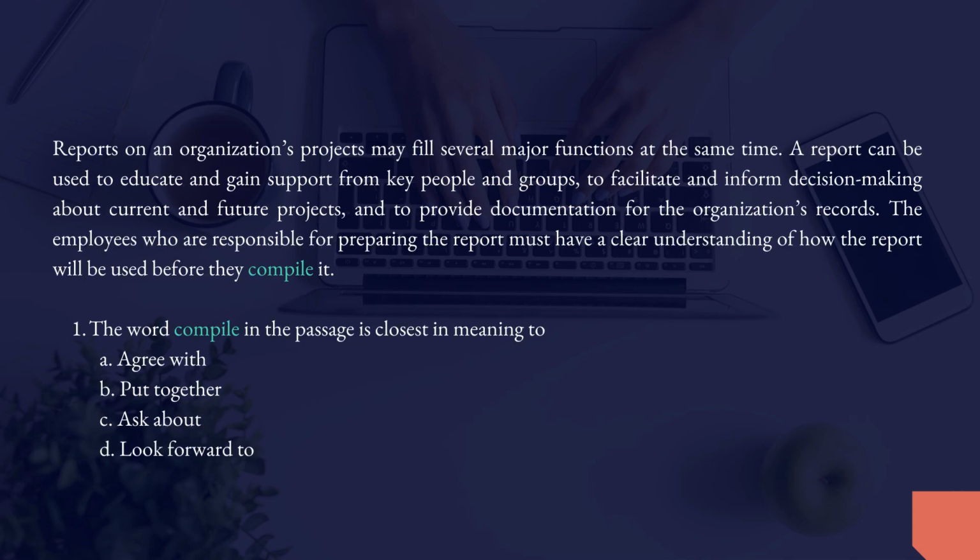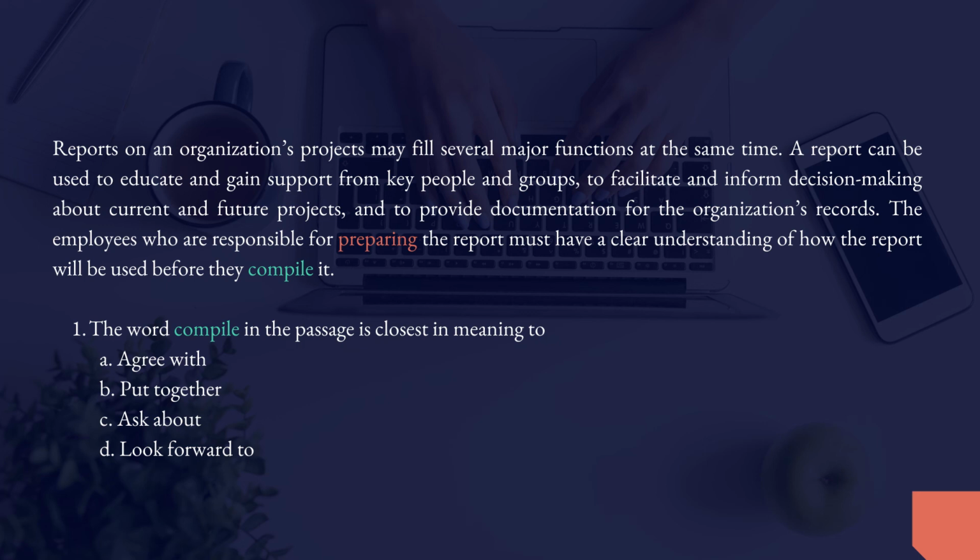Number 3, the word compile in the passage is closest in meaning to. Now, the last sentence in this paragraph says, the employees who are responsible for preparing the report must have a clear understanding of how the report will be used before they compile it. The word compile, it's a verb, right? So let's see what the verb in the previous sentence is. The employees who are responsible for preparing. The action that they do is preparing. So this action, preparing, and compile should have either the same meaning or opposite meaning.